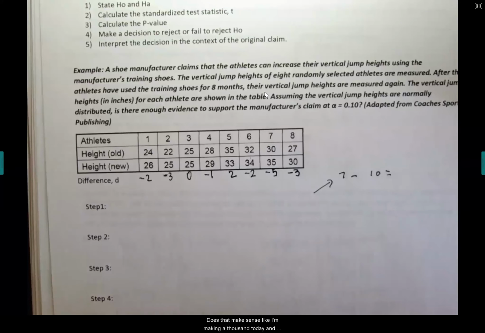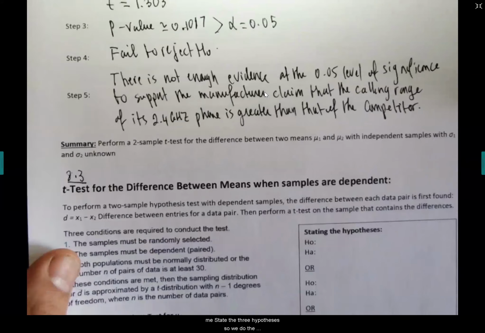Does that make sense? Like I'm making 1,000 today, and next week I'm going to get an increase. So my new salary will be 1,300. If you do 1,000 minus 1,300, it's a negative 300. So the difference will be negative when you subtract the first set minus the second set. So it's less than zero. So here's how we're going to state the null and the alternative hypothesis when you do dependent samples, guys. Let me state the three hypotheses.